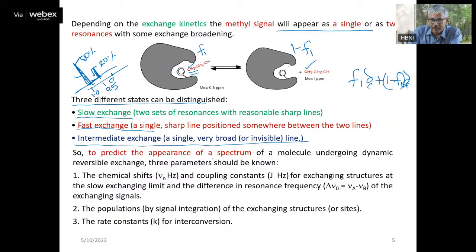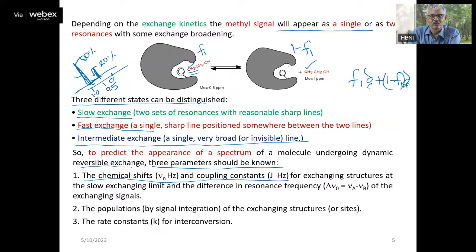So to predict the appearance of a spectrum of a molecule undergoing dynamic reversible exchange, three parameters should be known. So if you want to predict how the spectrum will look if the molecule is undergoing dynamic reversible exchange, what are those three parameters? First, you should know their chemical shifts. Of course, we take the chemical shift value in Hertz. And then the other parameter is the coupling constant. That is also in Hertz.